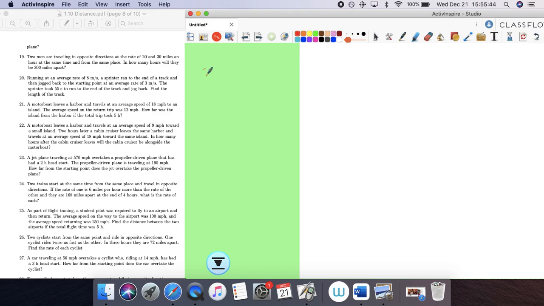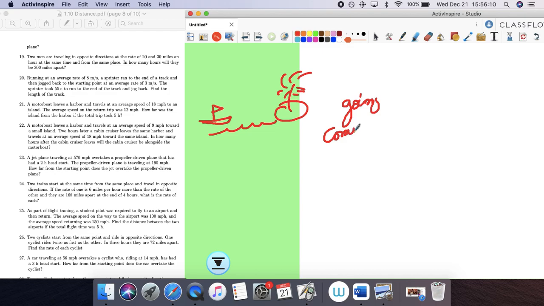21. Motorboat leaves the harbor and travels at an average speed of 18 to an island. So here's a boat going to the island. Here's the island, right? Waves. And going to the island. Okay, so we got going to the island and then coming back from the island. That's the trip that he's going to take.